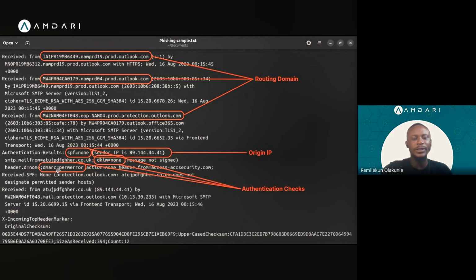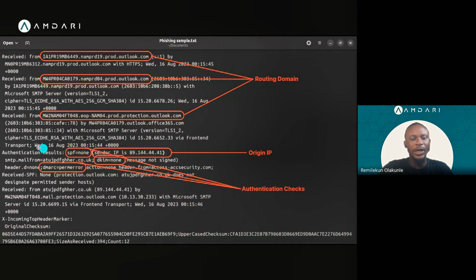Now, this authentication checks is where things get interesting, right? This means the email is completely unauthenticated, meaning that it did not pass any of this authentication check. If it had passed any of the authentication check, you wouldn't be seeing none there. It would be okay or yes. But the email did not pass any authentication checks.